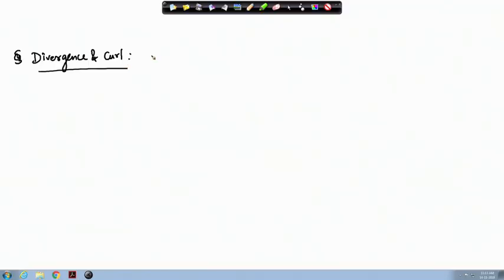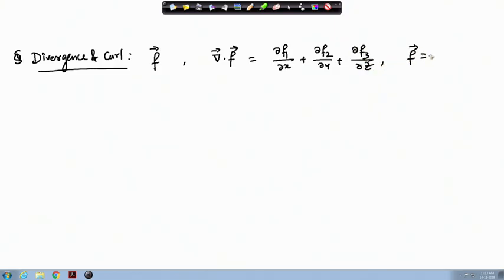Yesterday we introduced that if f is a vector function, then the divergence of f is defined as nabla dot f, and it is del f1 del x plus del f2 del y plus del f3 del z, where f is a vector function with three components f1, f2 and f3, and each of f1, f2, f3 is a function of x, y and z.